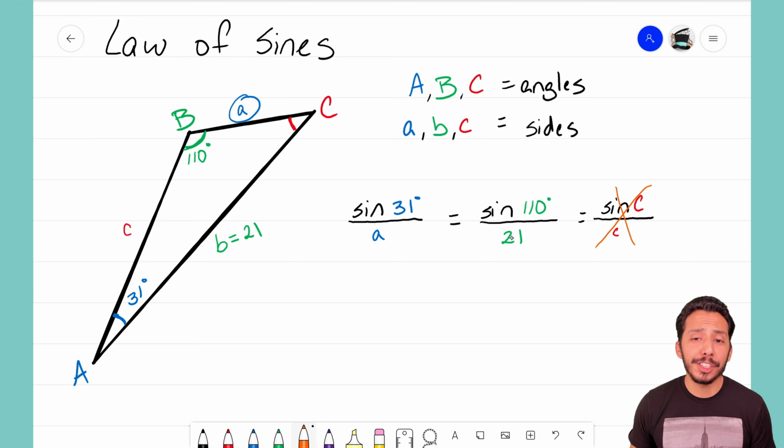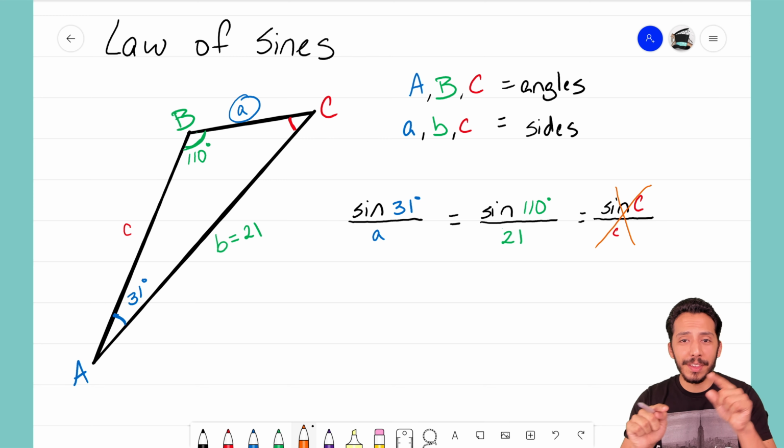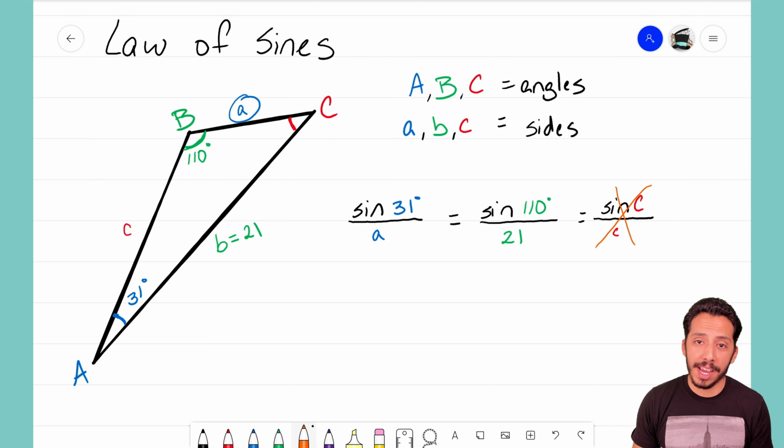And you see there that I have two fractions equal to each other. I have one variable. This is something that I can definitely solve for to determine what that missing side of A is. All I need to do here with those two fractions is to cross multiply and solve for A. So let's go ahead and do that right now.